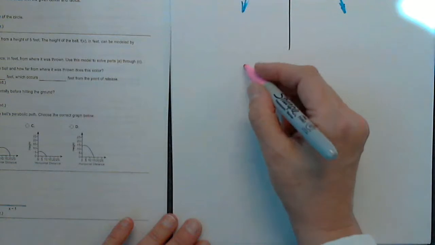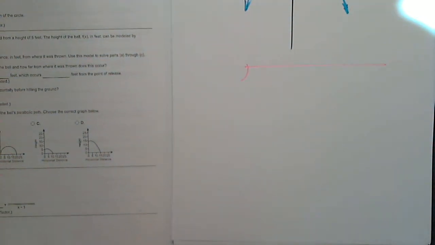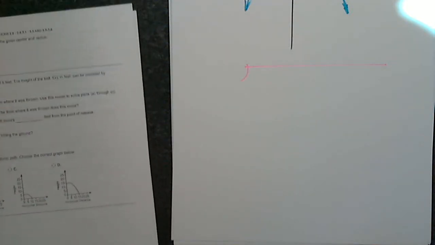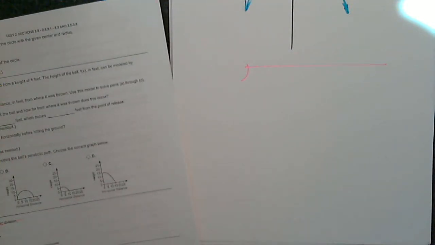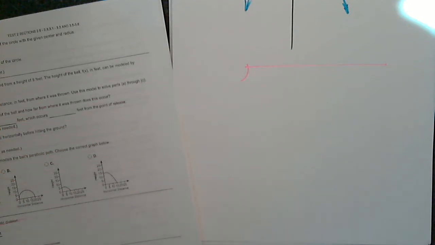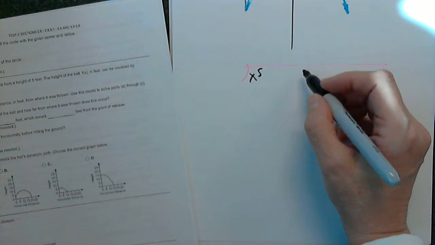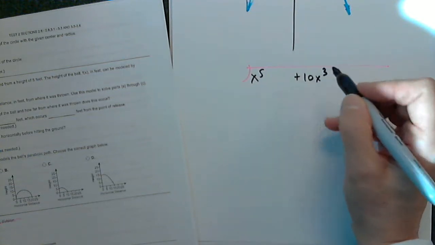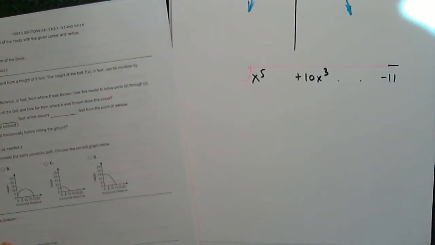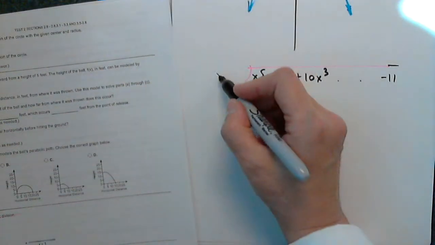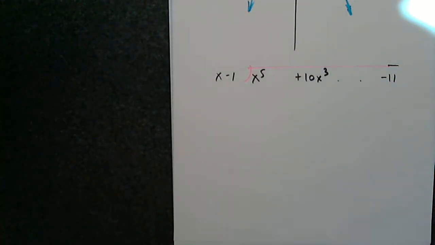Okay, very good. So first of all, what is the degree of the top? This is problem 11 on page 3. Degree 5, very good. So degree 5 is there. Degree 4 is missing. So plus 10 to the x to the third. Degree 2, degree 1, and negative 11. And we are dividing by x minus 1. Good. First step, please.